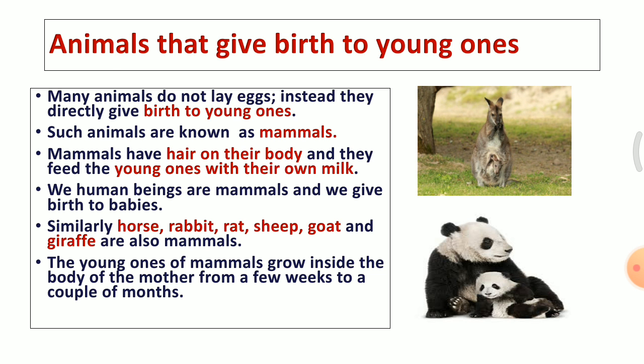Many animals do not lay eggs. Do human beings lay eggs? No, we are not laying eggs. Instead, they directly give birth to young ones. So instead of laying eggs, these animals give birth to young ones. Such animals are known as mammals. How do you identify mammals?